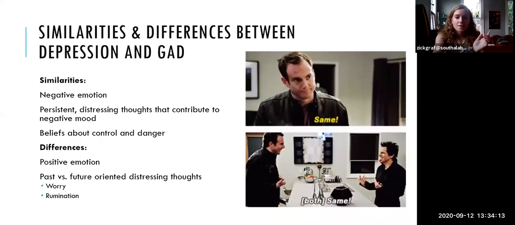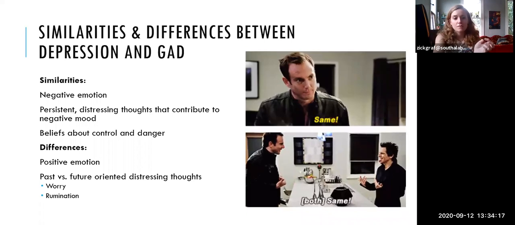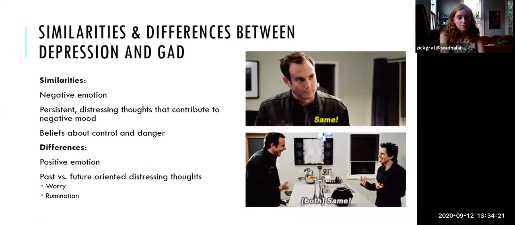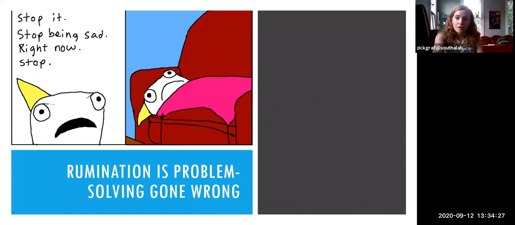Another key difference is the focus of the perseverative, repetitive thoughts. In generalized anxiety disorder, worry is focused on the future, whereas in depression, rumination tends to be focused on the past. However, just like we talked about worry serving people with generalized anxiety disorder, thinking that worry helps them problem solve, rumination is also problem solving gone wrong.